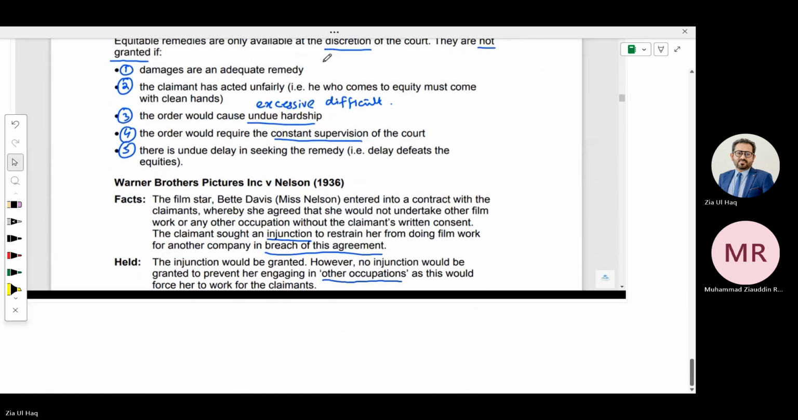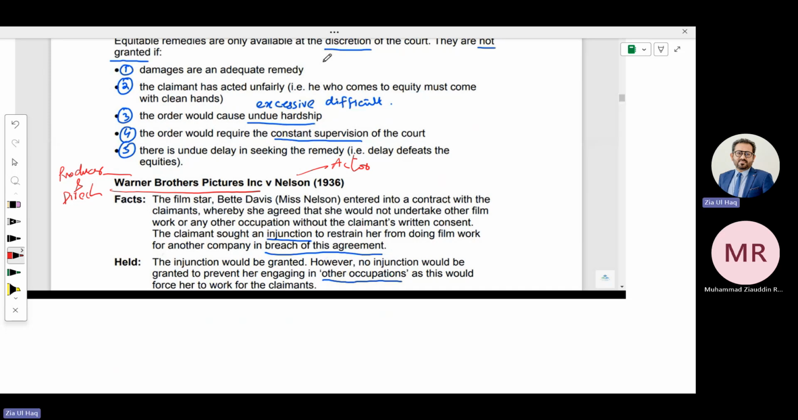And there is a case, Warner Brothers Pictures Incorporation versus Nelson. The film star, Bette Davis, Miss Nelson, is an actor, a film star, and they are the producer or director. They engaged Nelson for a role in a film, and they agreed with Nelson that she would not perform a similar role in any other picture, for any other producer or director. The role we are giving you in our picture, you will not perform that similar role in any other picture.